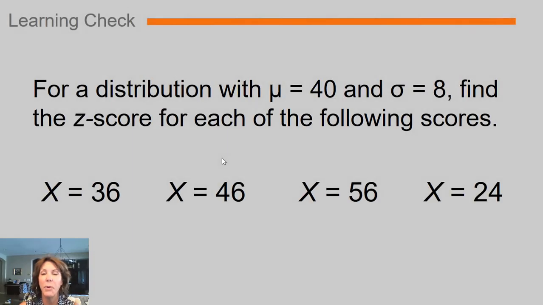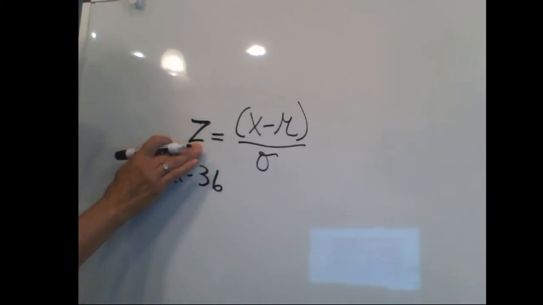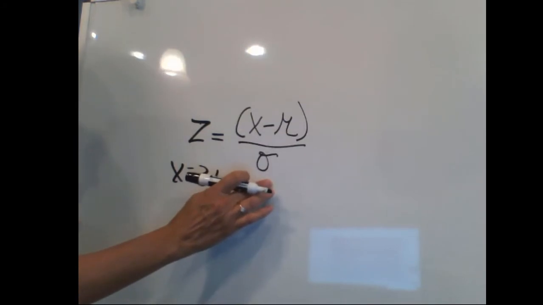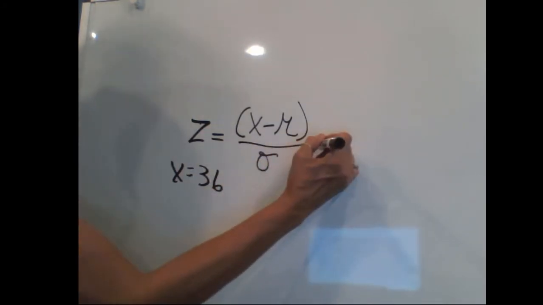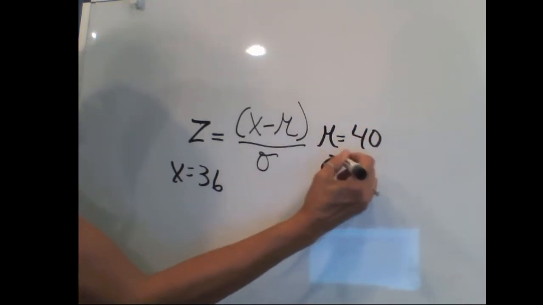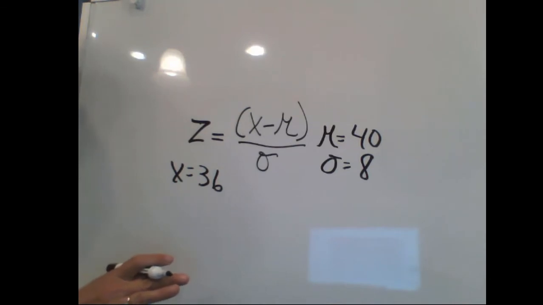So we're going to go ahead and practice with this. For a distribution with a mean of 40 and a standard deviation of 8, we're going to find the z-score for each of these following scores. Let's take a look. So I've provided the z formula for you here. We have z equals the score minus the mean divided by the standard deviation. And as a reminder, we had a mean of 40 and a standard deviation of 8. We have all the information we need to be able to figure this out.